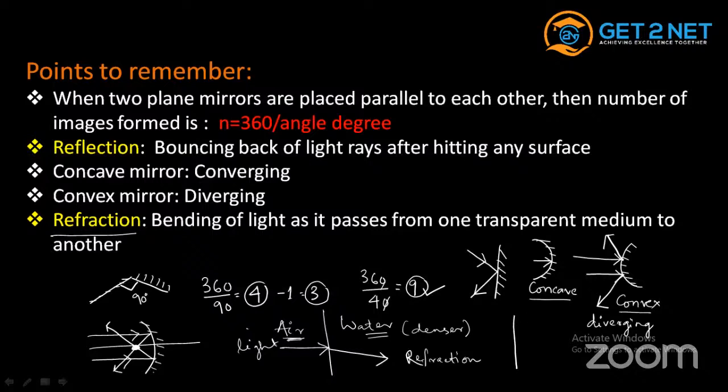Let me draw another diagram. So if this is the point where the light ray is coming. This is the light ray, this is the air, and this is the water. So at this point where the incident ray is falling, at that point we will draw a 90 degree line. So this 90 degree line is known as the normal. So if there had not been any medium, it would have gone straight.